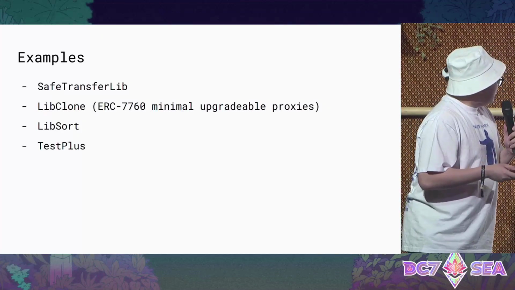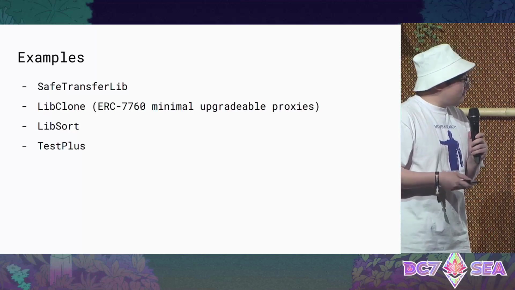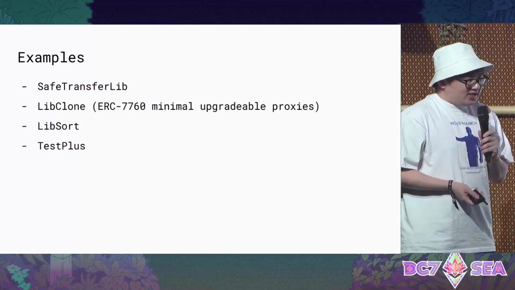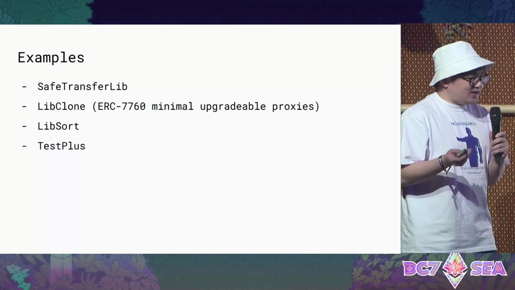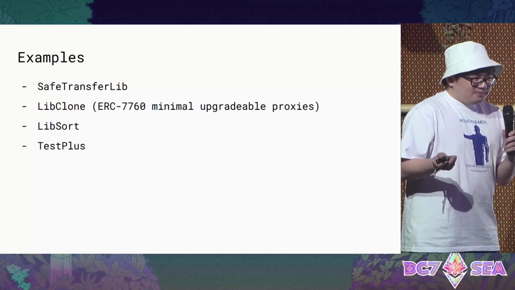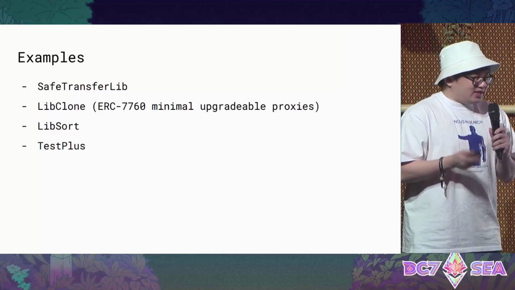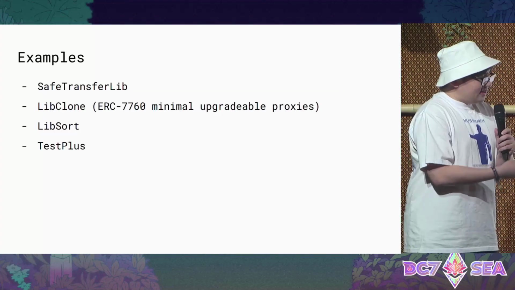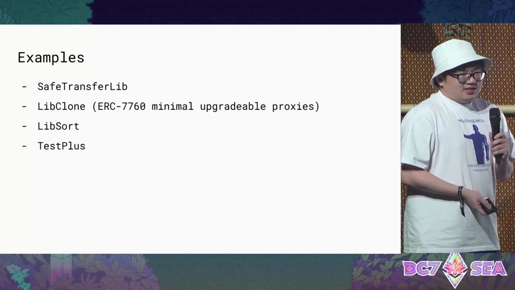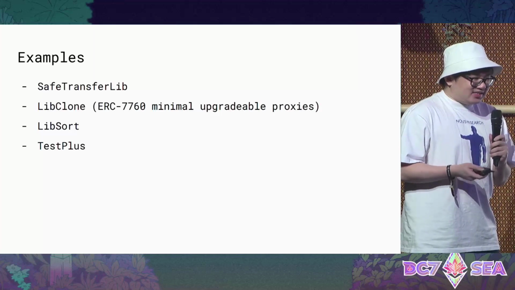Okay, so some examples to start with. The first one is SafeTransferLib. I'm also going to talk about the LibClone in Solady. In Solady, we have this library for proxies, and most, if not all, of our proxies are directly written in bytecode. Then we also describe some higher level features, for example LibSort, and how having inline assembly can help in testing.